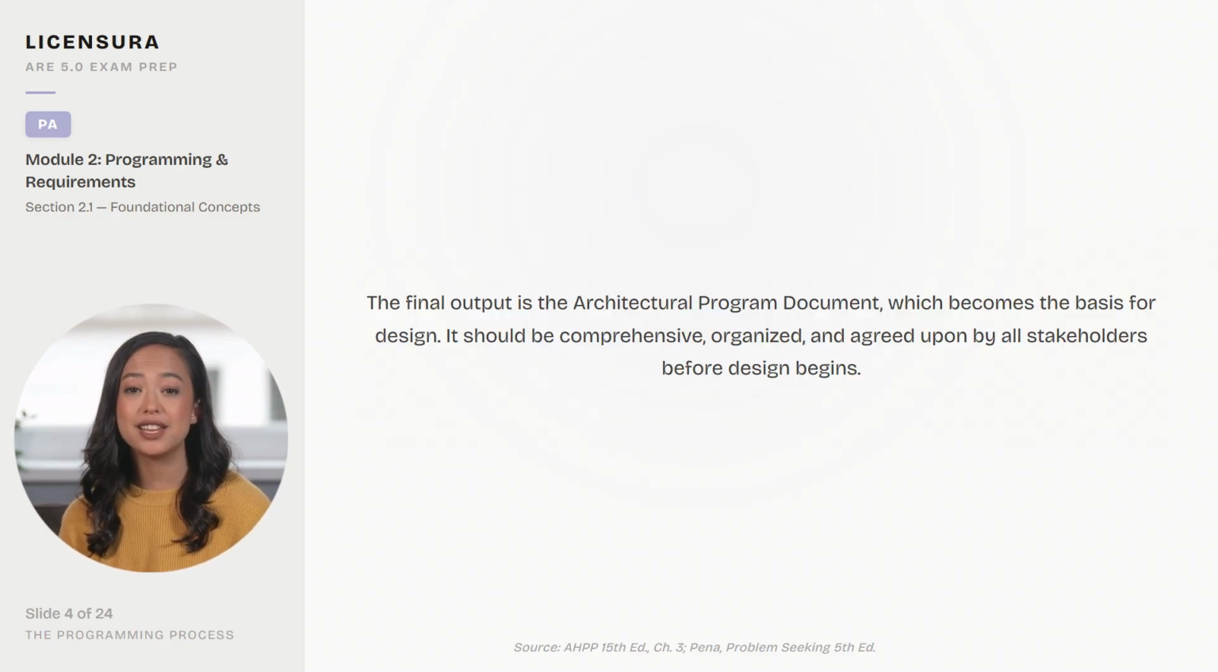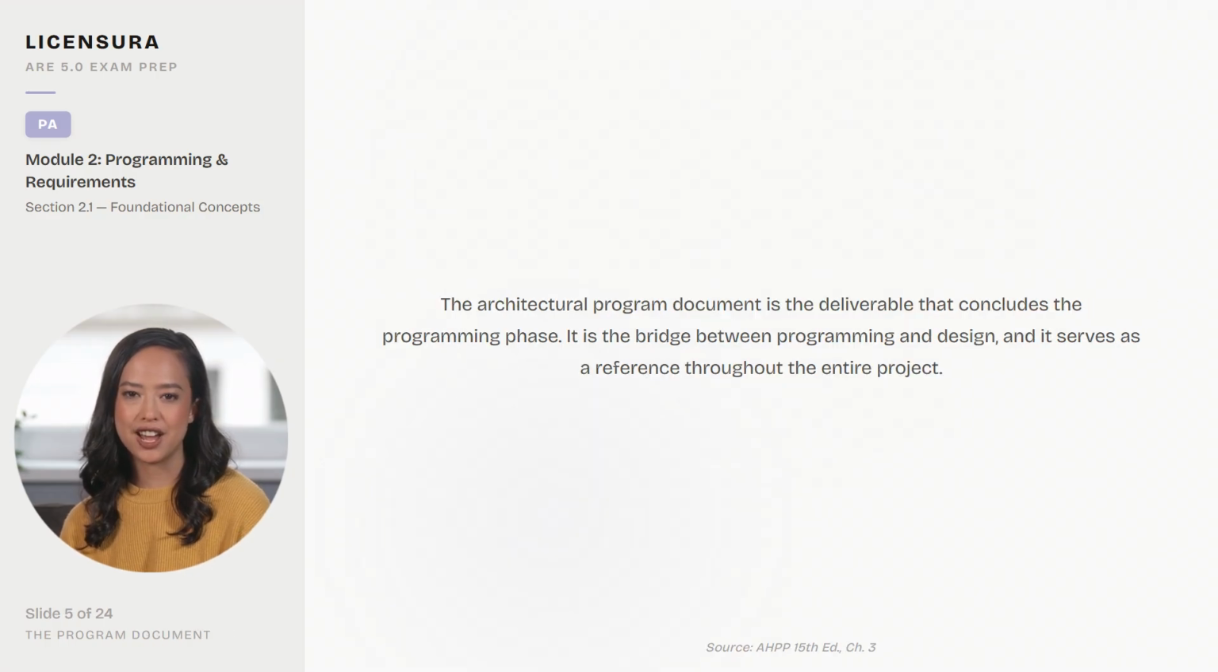The final output is the architectural program document, which becomes the basis for design. It should be comprehensive, organized, and agreed upon by all stakeholders before design begins. The architectural program document is the deliverable that concludes the programming phase. It is the bridge between programming and design, and it serves as a reference throughout the entire project.